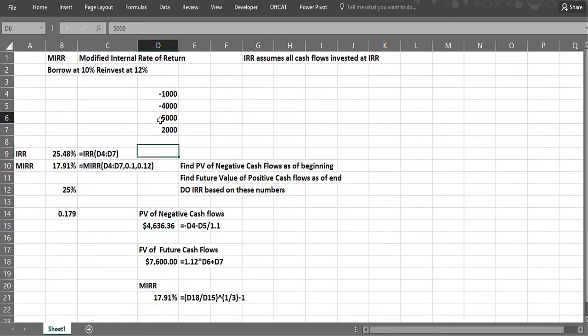Now, what's the future value at the end of the 5,000 and the 2,000? Well, the 5,000 gets multiplied by 1.12 because you could reinvest it, and then you just add on the 2,000. So you have 5,000 times 1.12 plus 2,000, which is 5,600 plus 2,000, which is 7,600. Now, you're getting the return over 3 periods here, going from this time period to that time period. So you would take 7,600 divided by 4,636 and take the cube root and subtract 1 to get the actual rate of return on your investment, and there's your 17.91%, and that's where it comes from. So if the borrowing rate and the reinvestment rate are different, you should probably use the MIRR function.